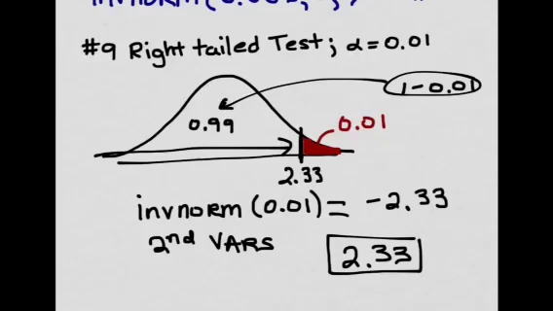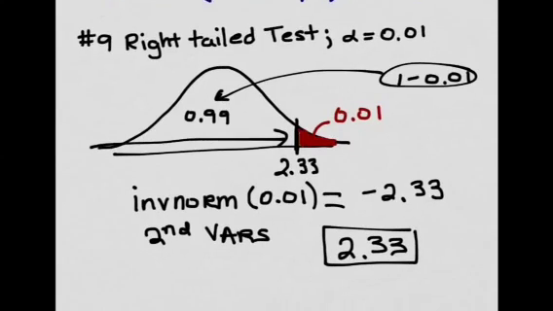So I could have typed in inverse norm of 0.99, and that would have given me a positive 2.33. So either way you approach it, it's fine, because the only difference will be the sign, whether it's supposed to be positive or negative. So in a right tail test, you always get a positive critical value. In a left tail test, you always get a negative critical value, and in a two-tail test, you get one of both. So now let's take a look at number 11.